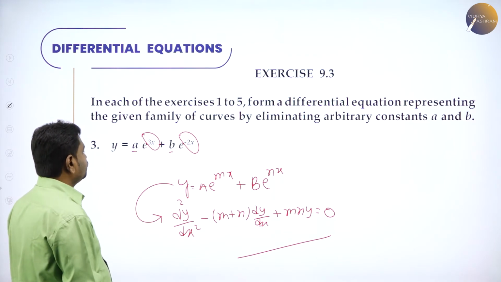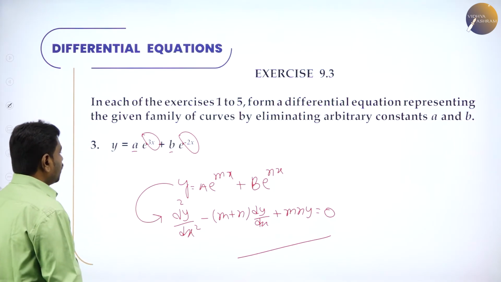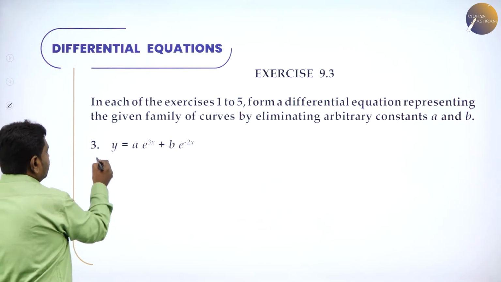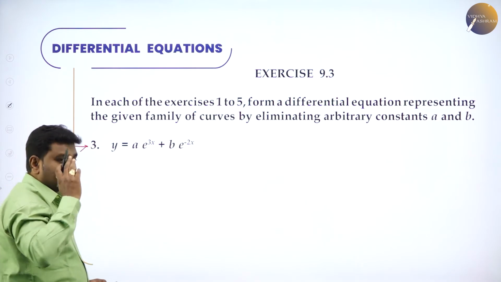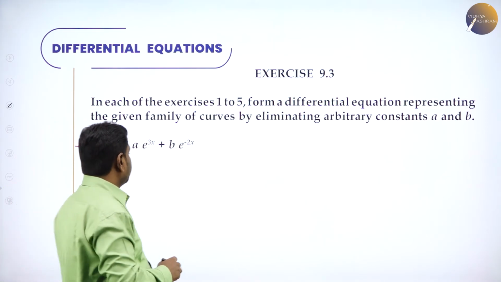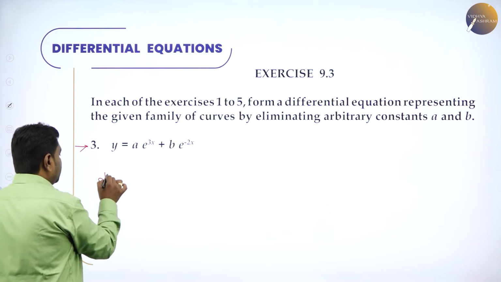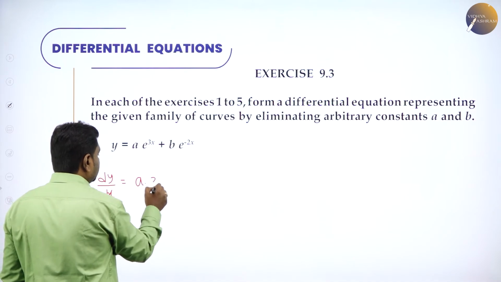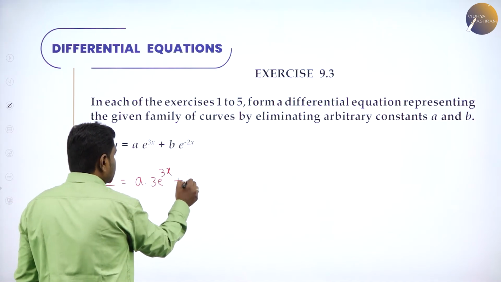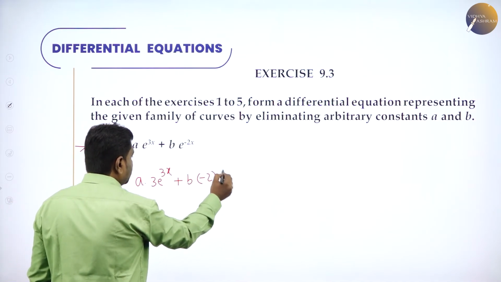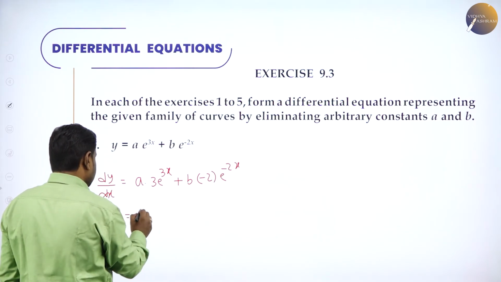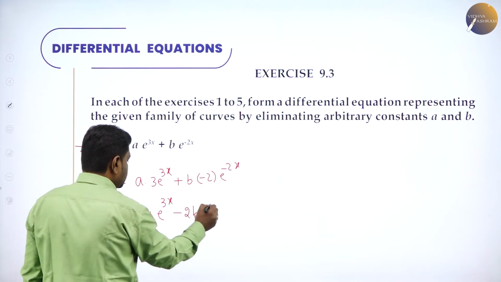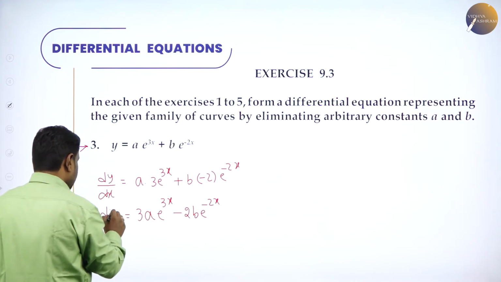Okay, so now problem 3, problem 4, from problem 3 onwards you have to use your brains to solve the problem. So now y is equal to a e power 3x plus b e power minus 2x; I'll find dy by dx. What is dy by dx? a is constant, derivative of this is 3 into e power 3x, b is constant, derivative of this is minus 2 into e power minus 2x. So 3a e power 3x minus 2b e power minus 2x is dy by dx.